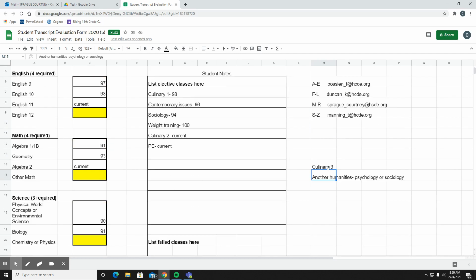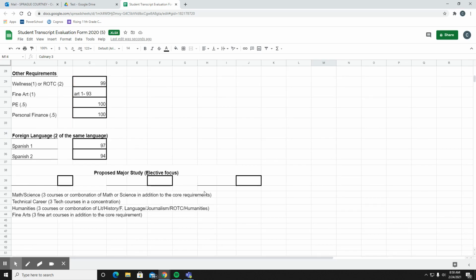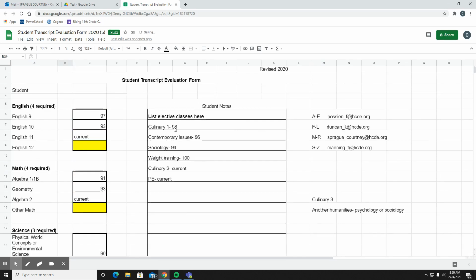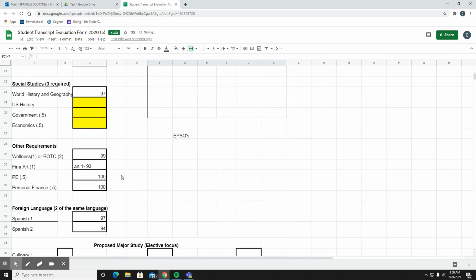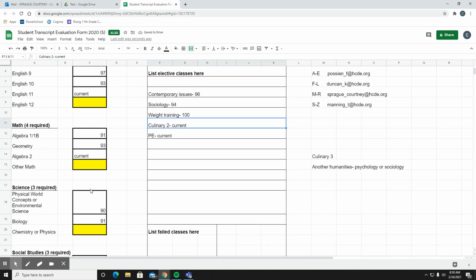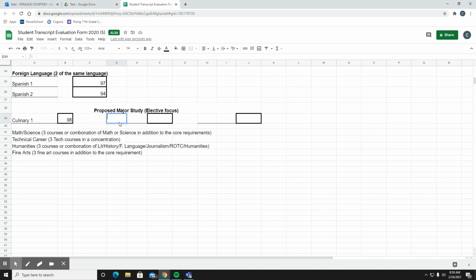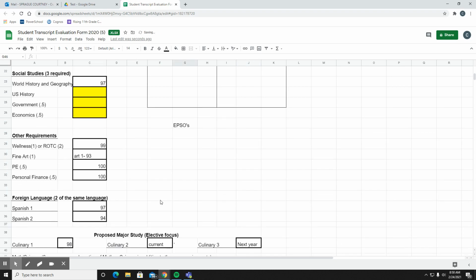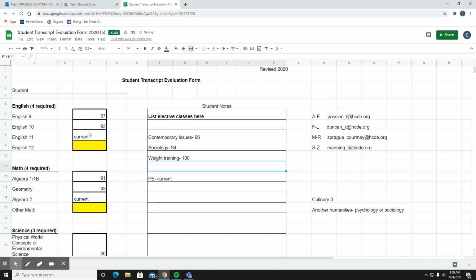So if she signs up for Culinary 3 for next year, what we could do is go ahead and move these classes down here so that we know that her elective focus is finished. So Culinary 1, we got a 98. I'm going to erase that here because we moved it. We got a 98. Culinary 2 is current. And then next year we sign up for Culinary 3. And so that way all of the boxes are filled out on the whole thing.